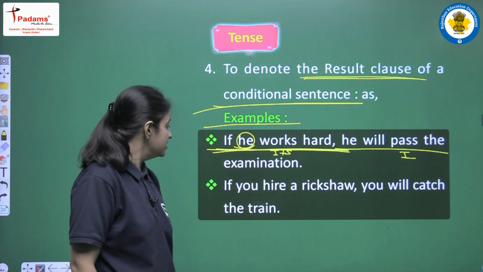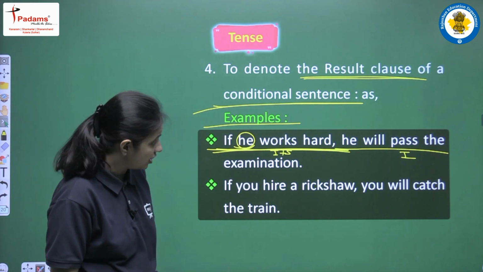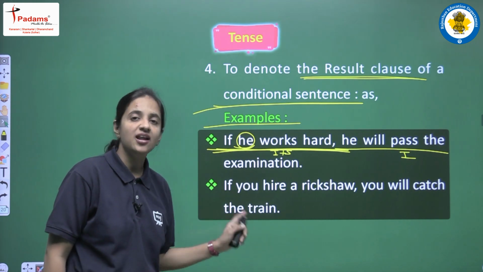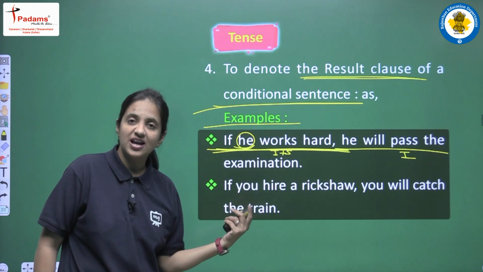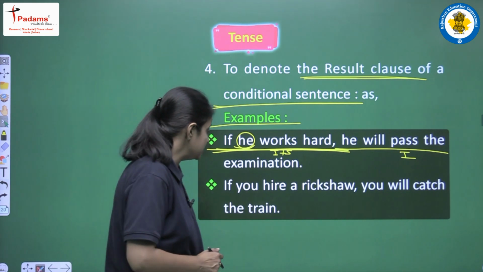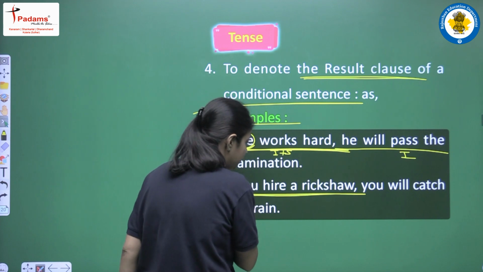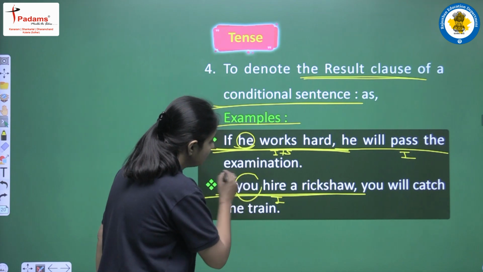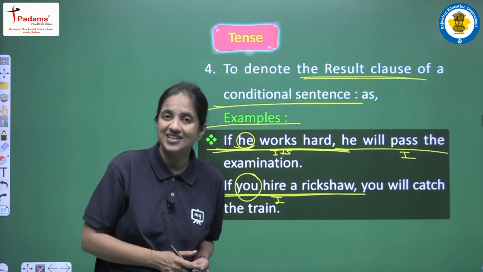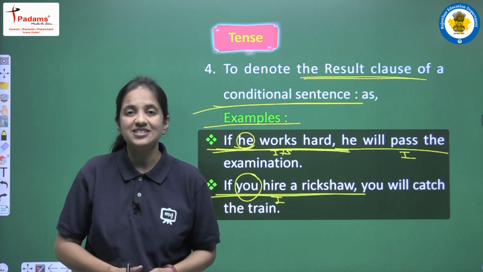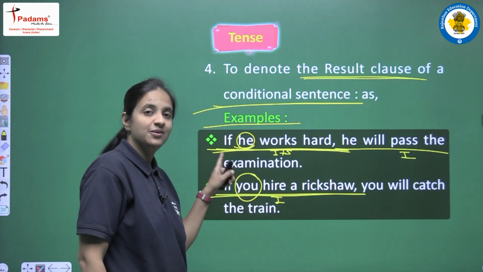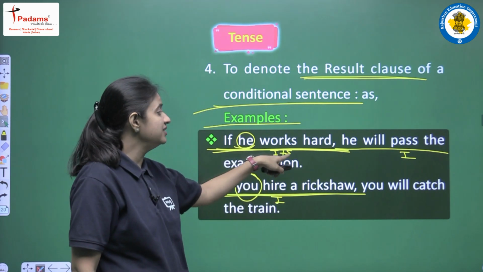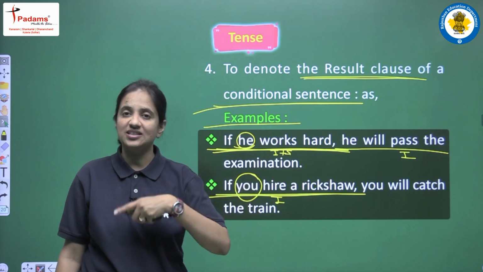Okay. Second one is: if you hire a rickshaw, you will catch the train. So again we are having one conditional sentence, we are having two clauses. In the conditional clause we are having again present simple tense. How can we say? Because here we are having no helping verb, and we are having the first form of the main verb, that is hire, and we are having a plural subject. Okay, so we have discussed this earlier, that in present simple tense, in a positive sentence, if the subject is a plural one, then we use only the first form of the main verb, but if the subject is a singular one, then we have to add s or es with the first form, right?